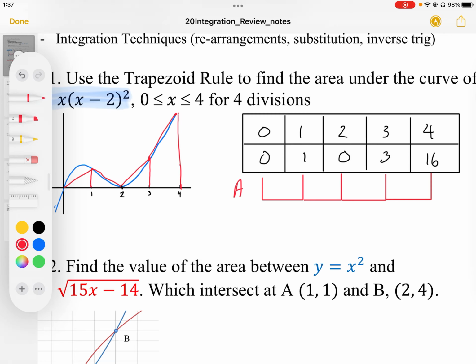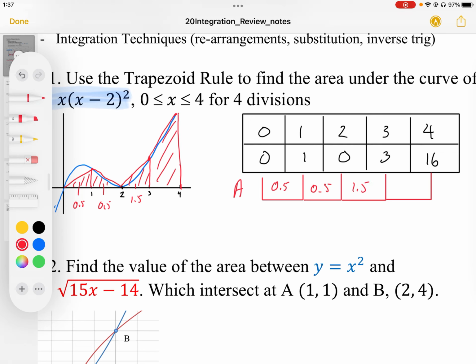So then working out the areas of each trapezoid, that first trapezoid has a height of 1 and a width of 1, so it's going to have an area of 0.5. So this area here is going to be 0.5. This one is going to be the same, 0.5.